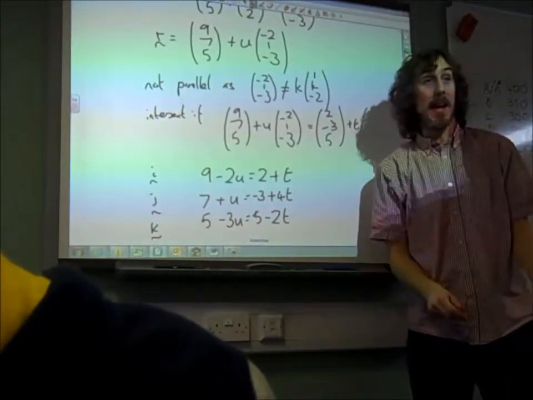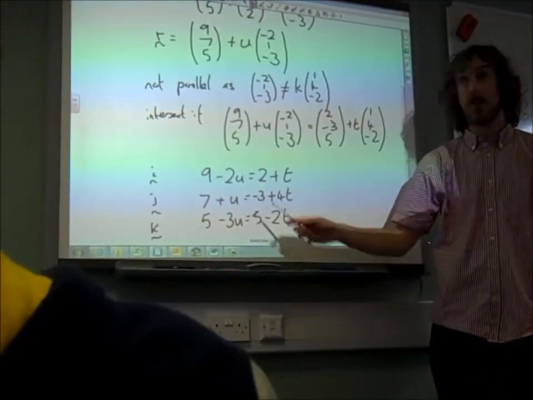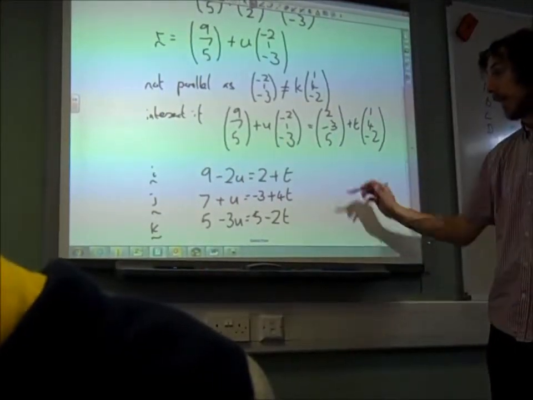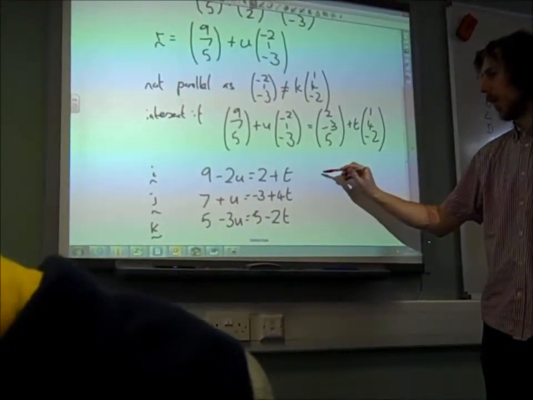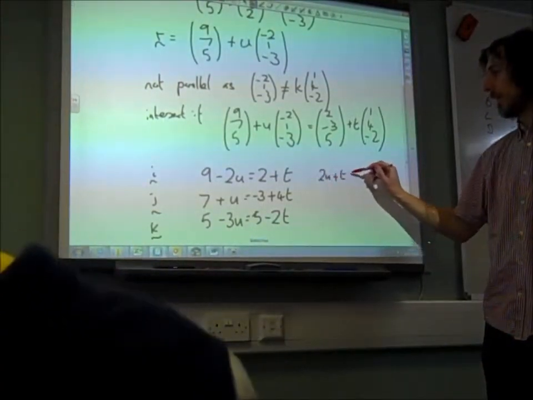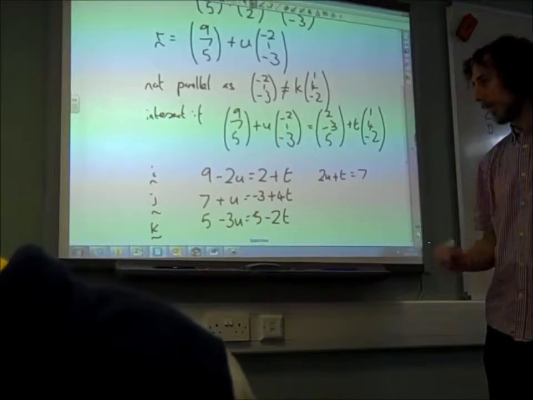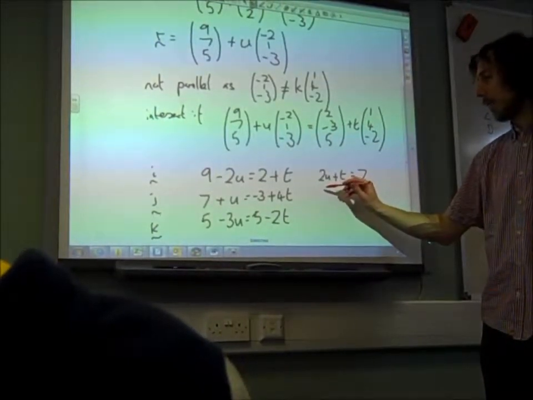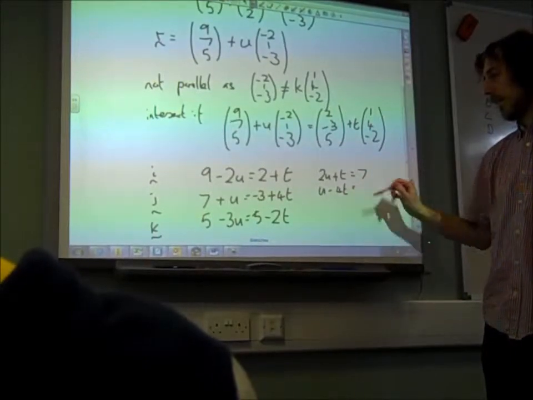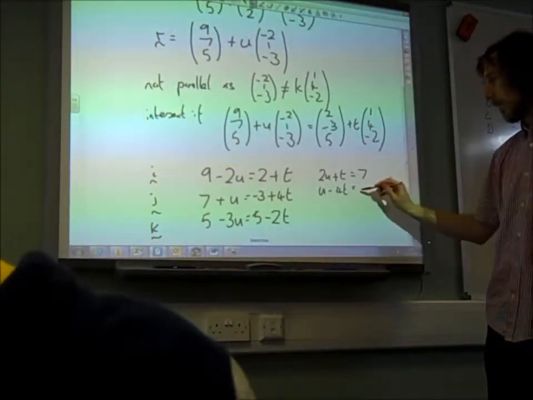Bearing in mind that you may have slightly different equations to these, because you may have used a different point there, and you may have done your direction vector slightly differently. What have we got here? We've got that 2u plus t equals 7 out of that equation. We've got u minus 4t equals, why am I doing it this way around? Minus 10.